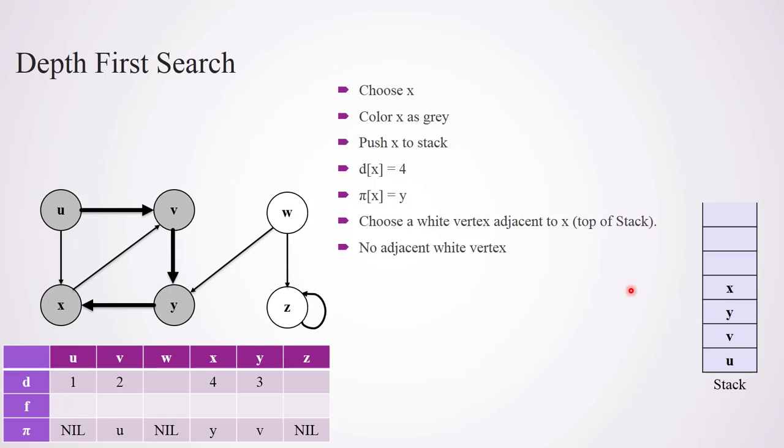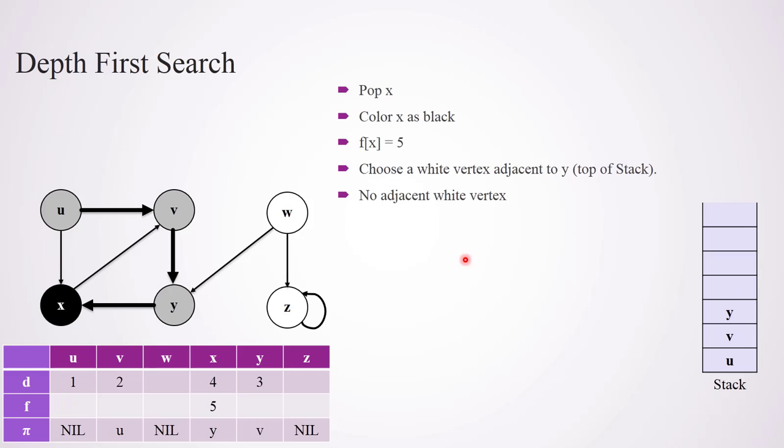Then again we have to look at the top of the stack. Top of the stack is X. So choose a white vertex adjacent to X. X has one adjacent vertex V, but it is already gray. So no more white vertex, no adjacent white vertex. So what we have to do here is pop X, because we don't have any adjacent white vertex to X.